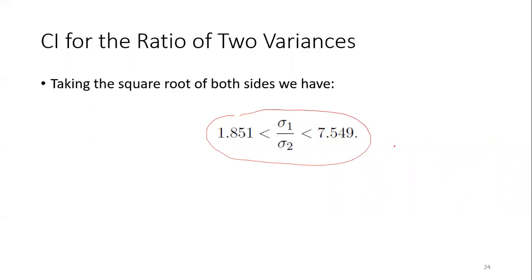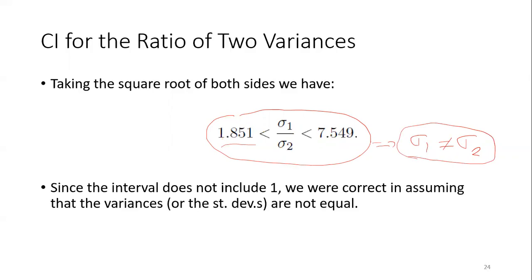So what does this mean? Well, it means that I cannot say sigma 1 is equal to sigma 2, because I am 98% sure that the ratio is at least 1.851. Which means I cannot say that both variances or both standard deviations are equal to each other. So we were correct in assuming that the variances are not equal to each other. This assumption was correct.